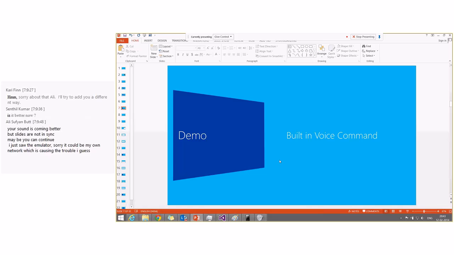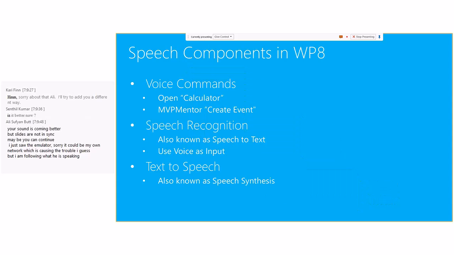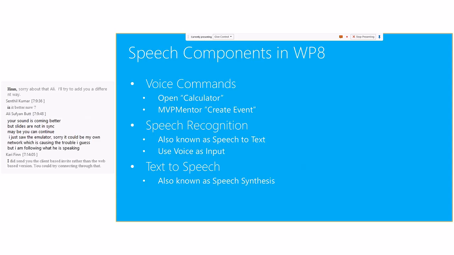So next we have the speech components in Windows Phone 8. There are three different components that developers can utilize for their Windows Phone 8 development. First is the voice command, the sample that we already saw before. For example, if you want to open a calculator application, you simply say open calculator. And if you have your own app which also needs the integration of voice commands, then you will be able to enable that within your app. For example, if the app alias name is MVP Mentor and you wanted to say create event, you simply say MVP Mentor and create event as a command.